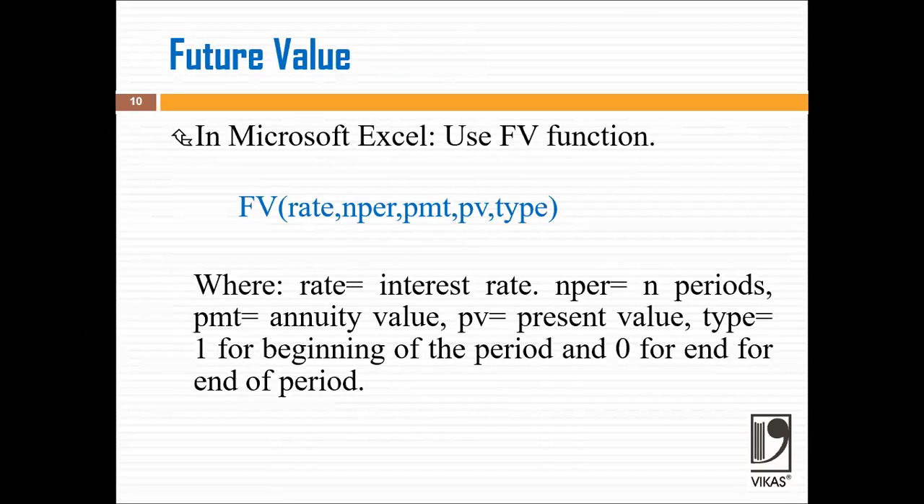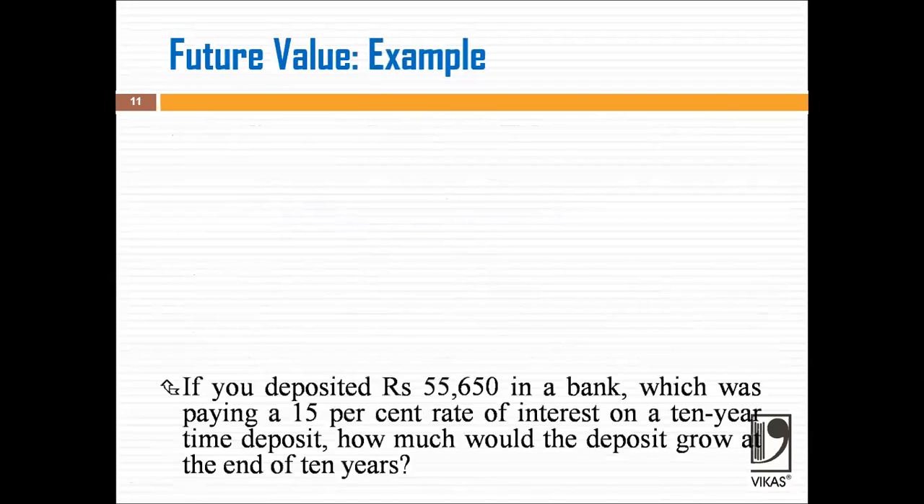So you can use Microsoft Excel to calculate future values, right? The rate of interest, number of periods, payment, the future value factor, the type. So it's beginning, end of the period like that. Rate is interest rate, and the number of periods, PMT annuity value, present value. So 1 for beginning of the period and 0 for the end of the period. It's not relevant for you. If you have time, you can practice at your home, at your own risk, right?